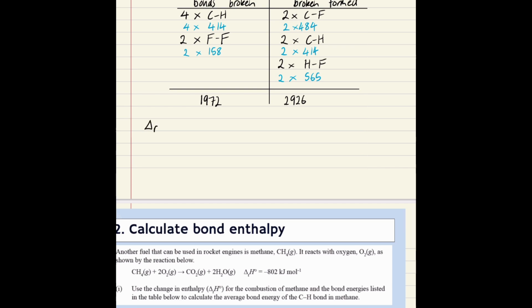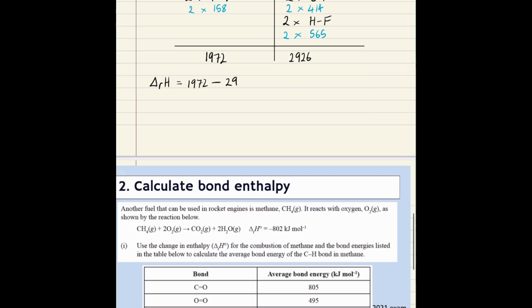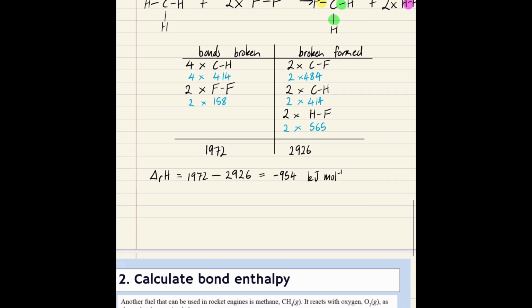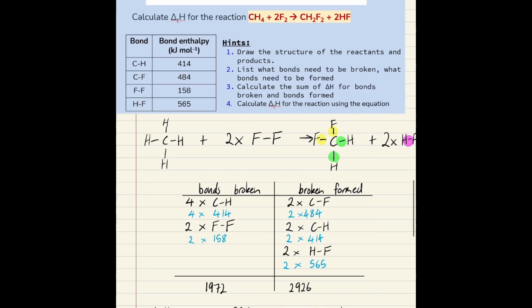Then I just need to do my equation. Delta RH equals 1972 minus 2926, which is negative 954 kilojoules per mole. This means that we have formed more bonds than we have broken, so we've released more energy, hence the negative delta RH, and we have an exothermic reaction.